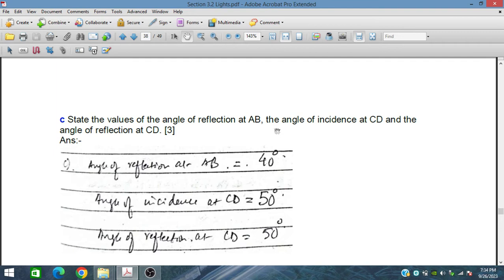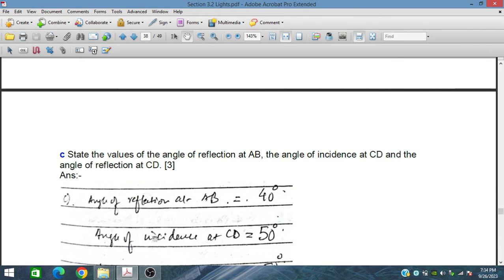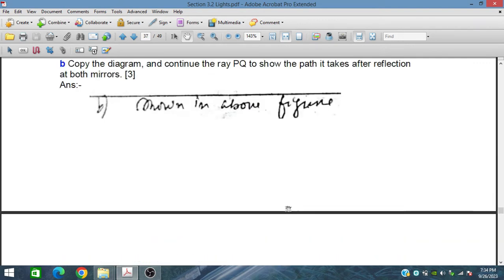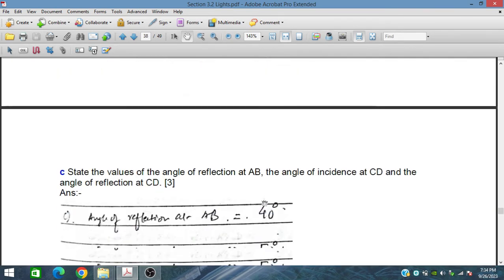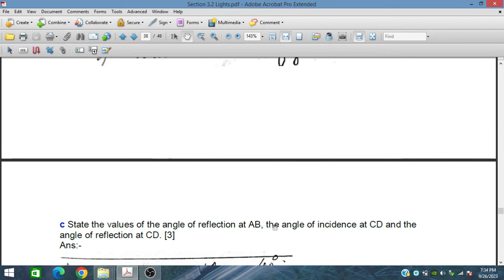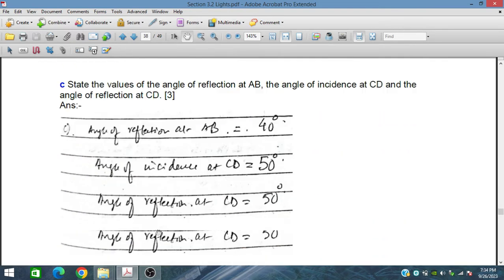Part C: state the angle of reflection at AB. The angle of reflection at AB is 40 degrees. The angle of incidence at CD is 50 degrees, and the angle of reflection at CD is the same as the angle of incidence, 50 degrees. So this part C is covered.